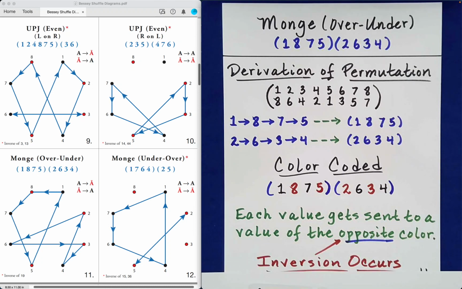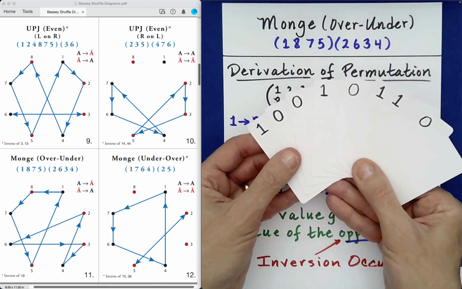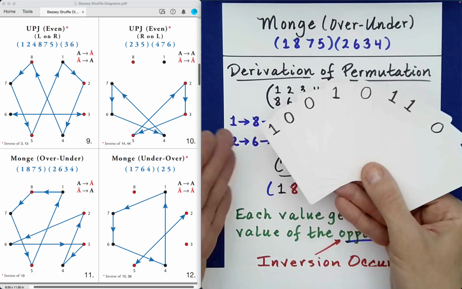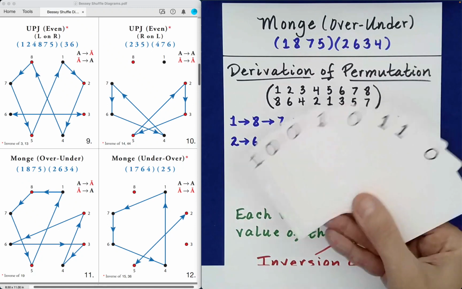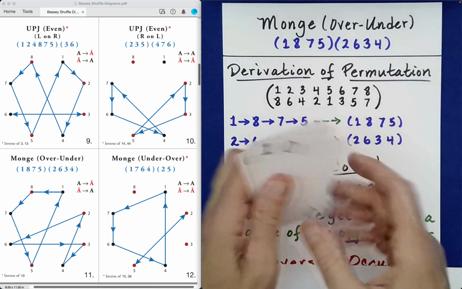So because inversion has occurred, we should not be surprised by the effect of this shuffle on our standard Bessey sequence if we begin with 1 as the leading digit. So if we begin with a Bessey sequence of 0s and 1s and perform this shuffle, we will get the inversion of this sequence. So why don't we just quickly show that.